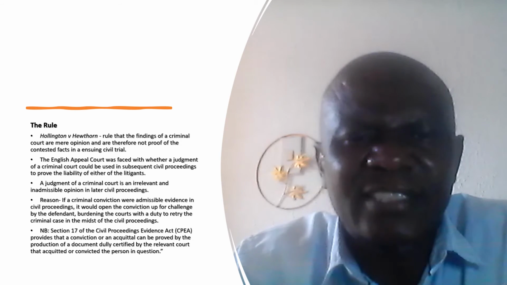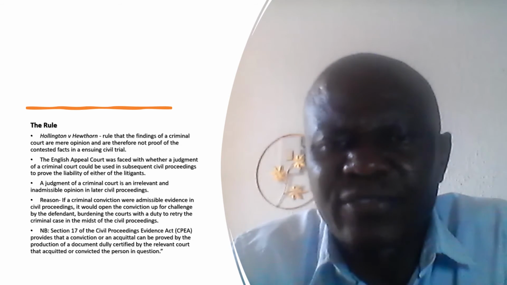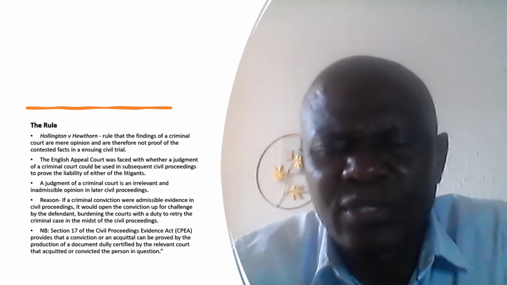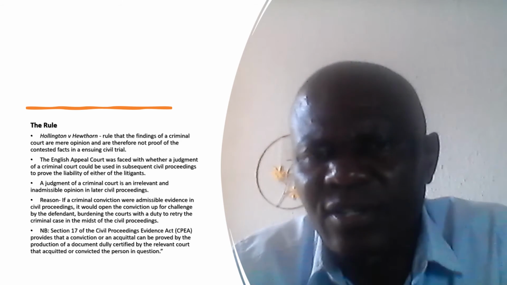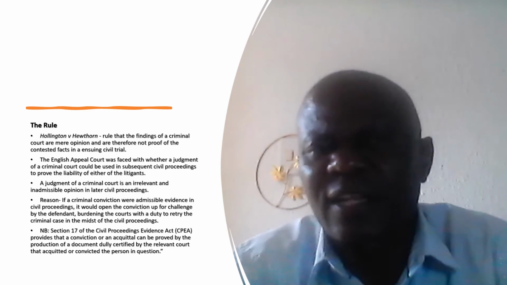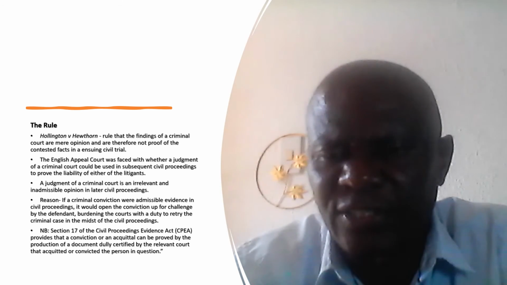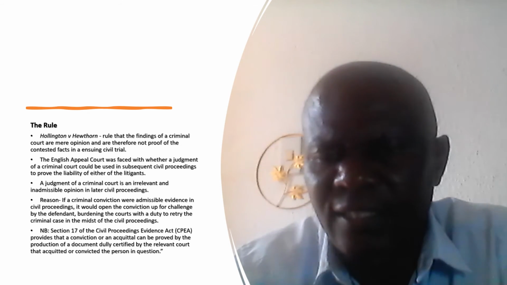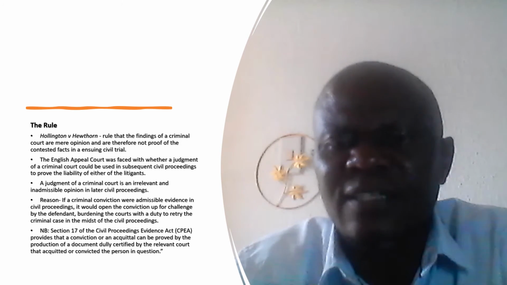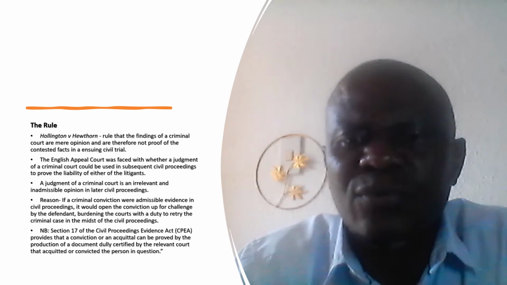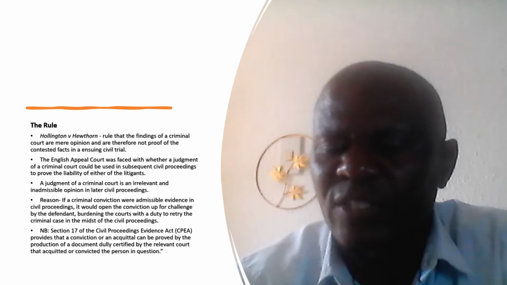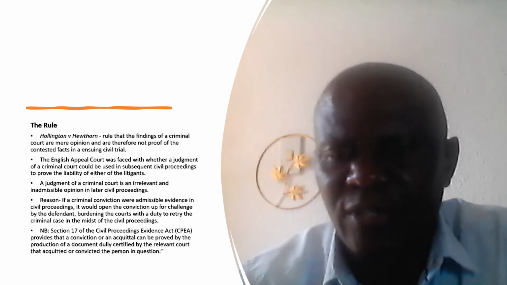We find that Section 17 of the Civil Proceedings Evidence Act provides that a conviction or an acquittal can be proved by the production of a document duly certified by the relevant court that acquitted or convicted the person in question. In other words, the opinion of the court is admissible, but the court still has to evaluate it by itself. Another absurdity where the civil court now has to evaluate the credibility of another court. So it's a court sitting in judgment of another court. Very problematic.